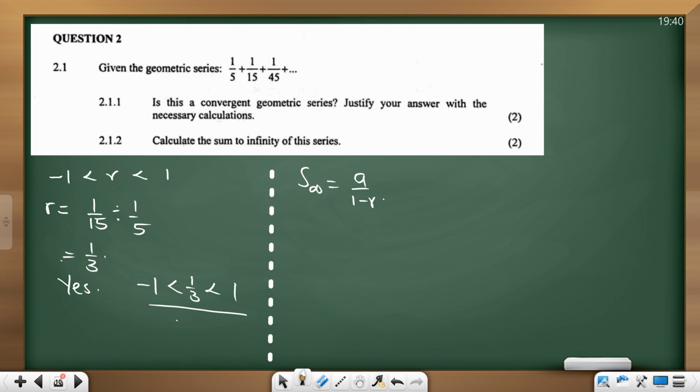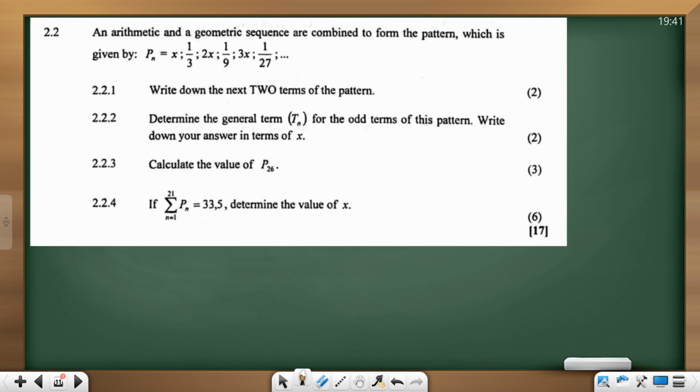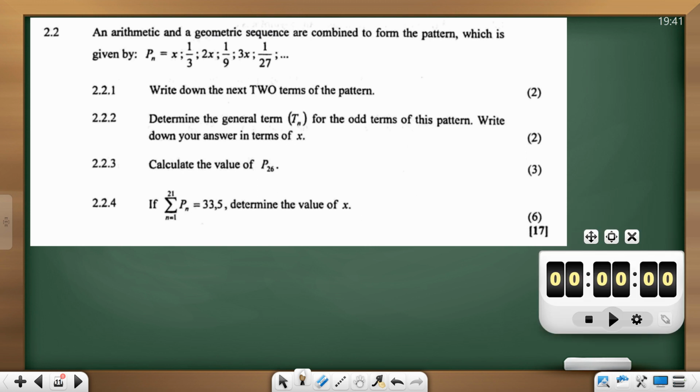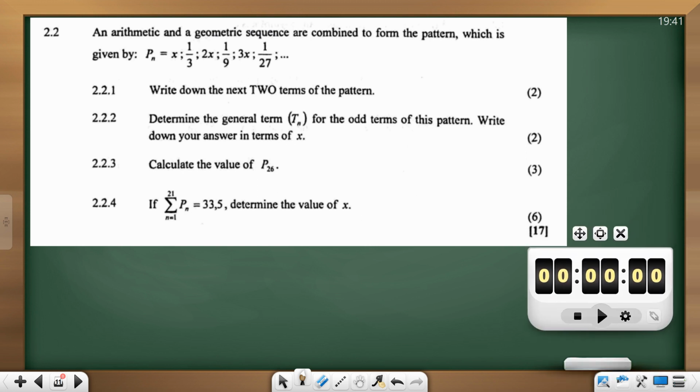Okay. Sum to infinity. A over 1 minus r. What is our A? 1 over 5, over 1 minus r. What's your answer? Over 10. Guys, simple stuff like this, no errors. All right. Check this quickly. Now, we are now bringing out the real guns. 10 minutes? No. 7 minutes.